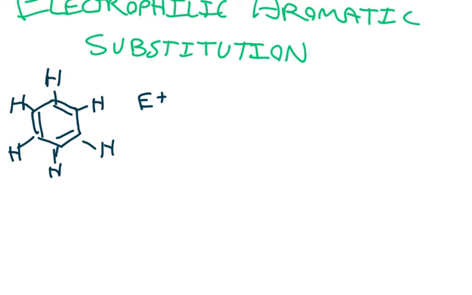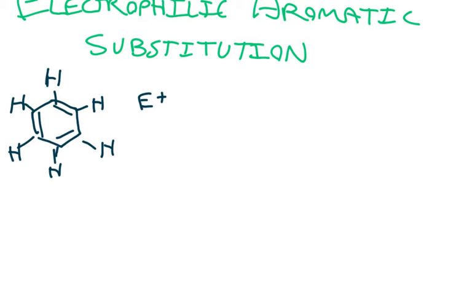But the reason why I'm using E, the way people kind of use R for a carbon group or X for a halogen, E is our electrophile, is because a lot of these electrophiles have to be such strong electrophiles that we need like an extra step to create them, and that complicates things. So we're not going to do that.